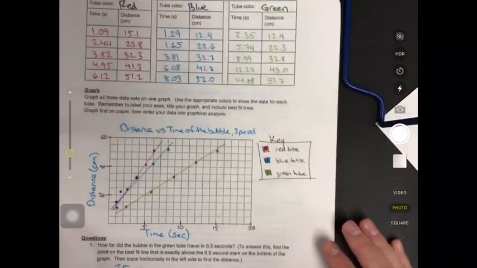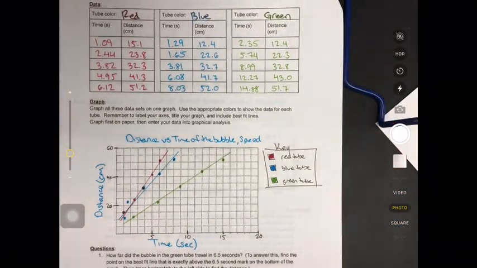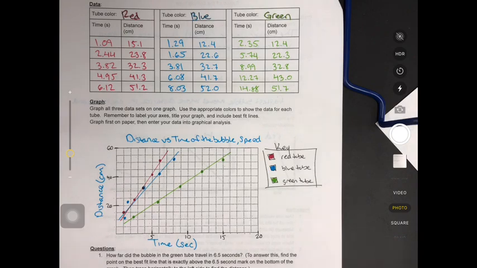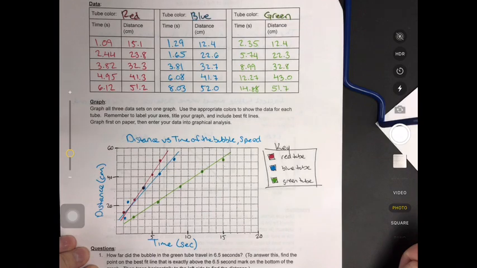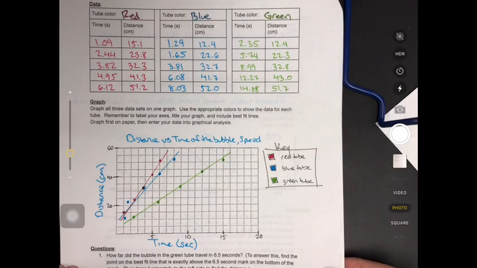You should have your data on here and then a graph on paper as well as the graph on graphical analysis. This paper graph I want you to do because it is good practice of practically what this graph looks like. What does it look like if you cover 15.1 centimeters in 1.09 seconds? The graphical analysis graph is useful because it does actually give you the equation and the slope for the line. It does those calculations for you.